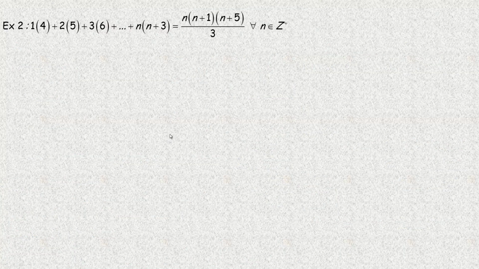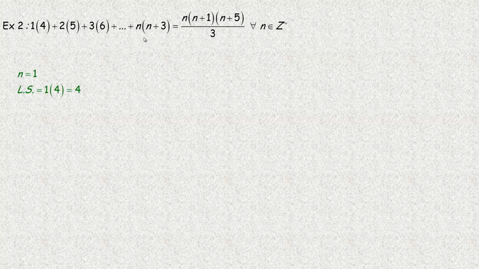So here's example 2. So here's our formula here. I want to prove that the series 1 times 4 plus 2 times 5 plus 3 times 6 plus up to n times (n plus 3) is equal to n times (n plus 1) times (n plus 5) over 3. Notice this product of numbers that differ by 3. So that's my formula I'm trying to prove. That's always going to be the sum of this series.